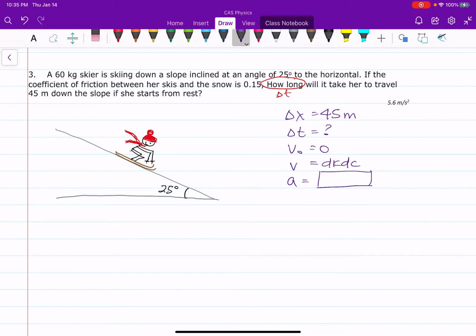So now let's go over to the force side of this so that we can look at the information to see if we can figure out what a is in this example.